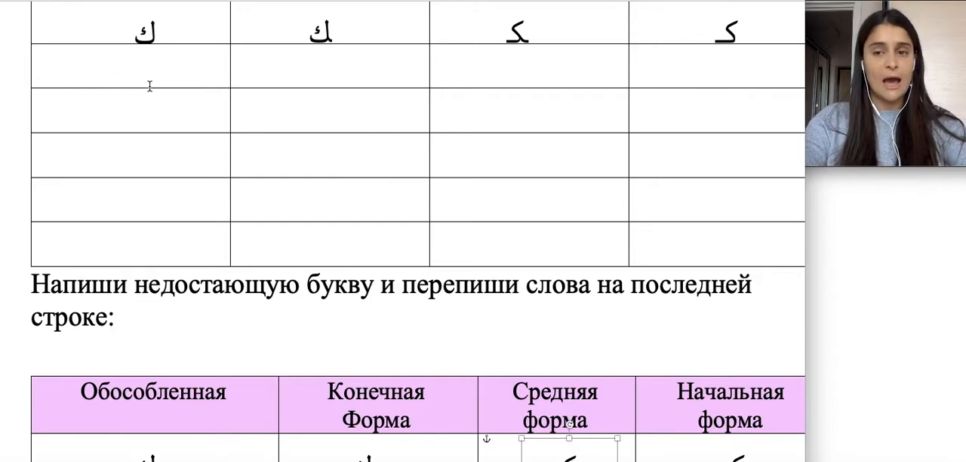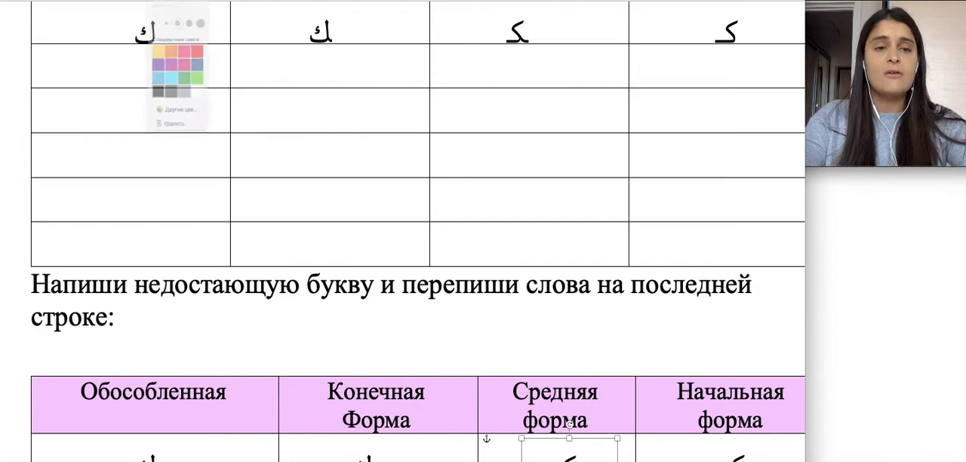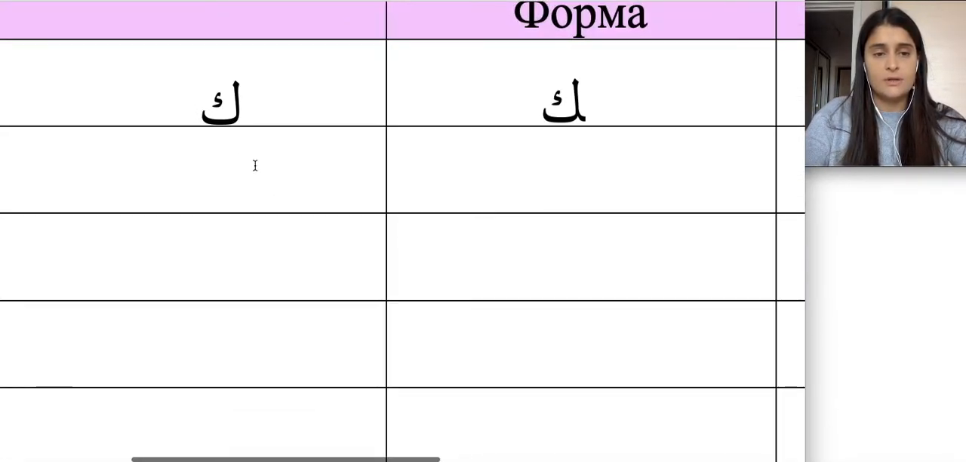It is letter Kaf. Letter Kaf sounds like letter K in English. In the last lesson we had letter Qaf. With letter Qaf, you feel some tension in your throat when you pronounce it, but when you pronounce letter Kaf, you don't feel any tension. So let's now write letter Kaf here.